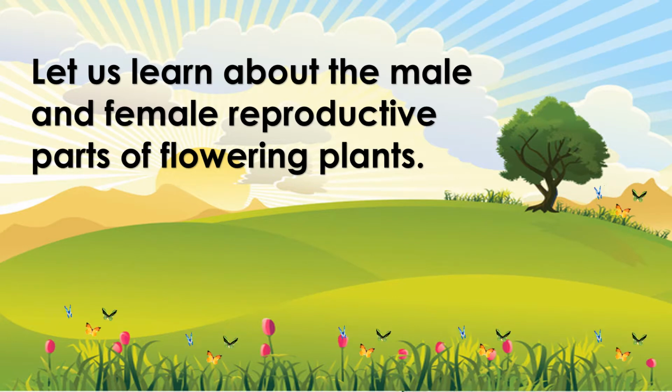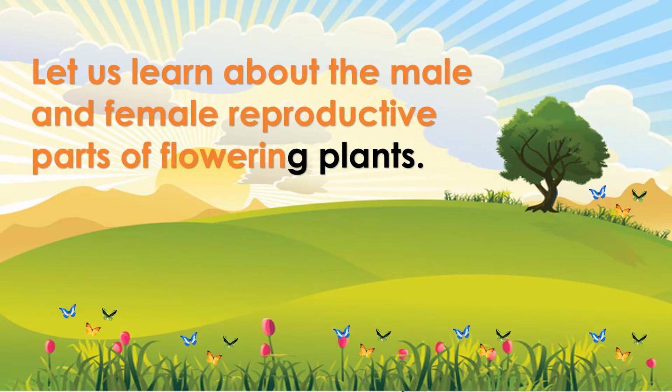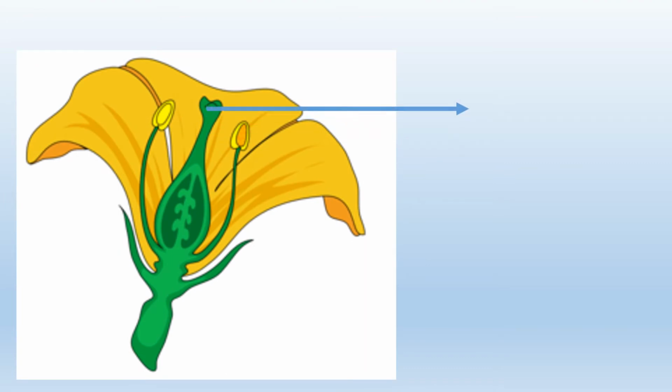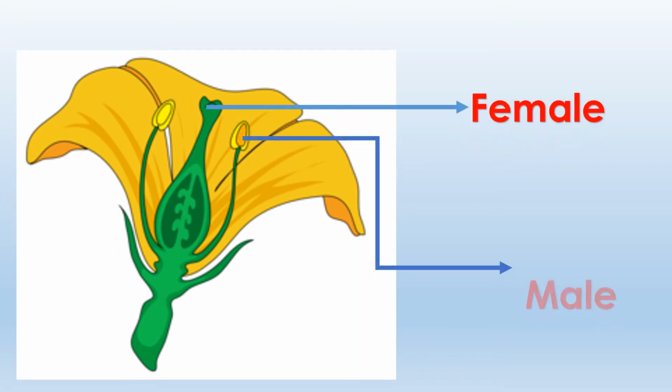Now, let us learn about the male and female reproductive parts of flowering plants. That is the female part, and that is the male part.